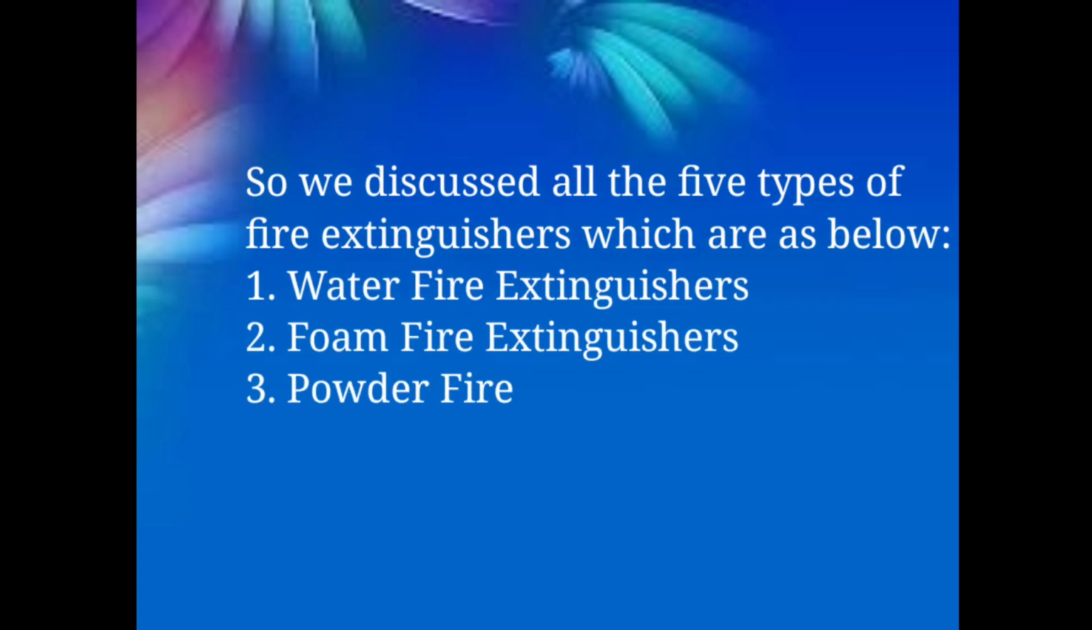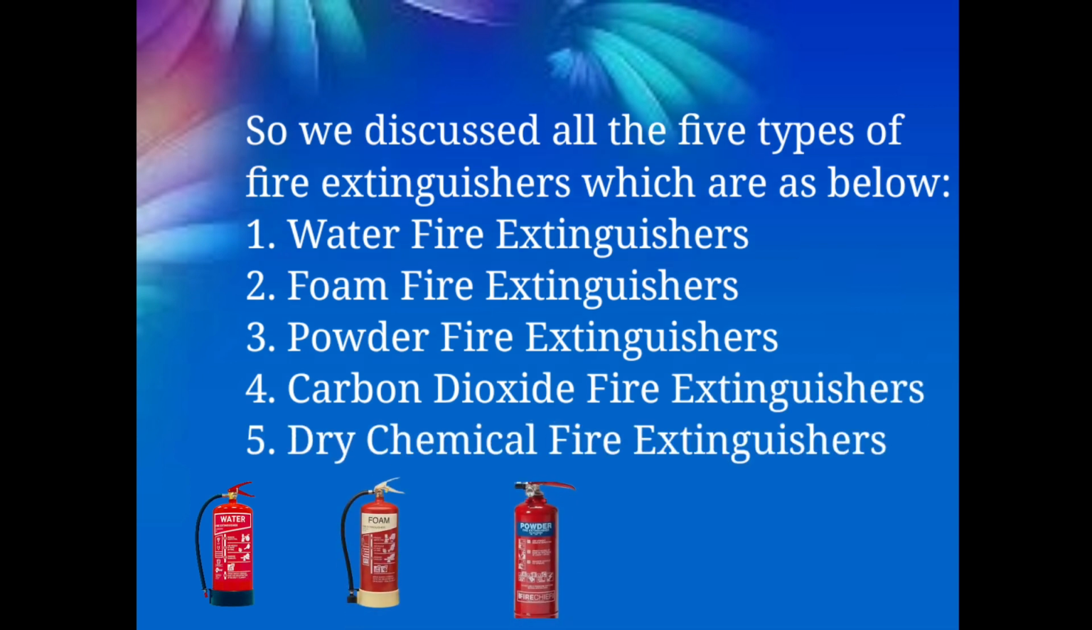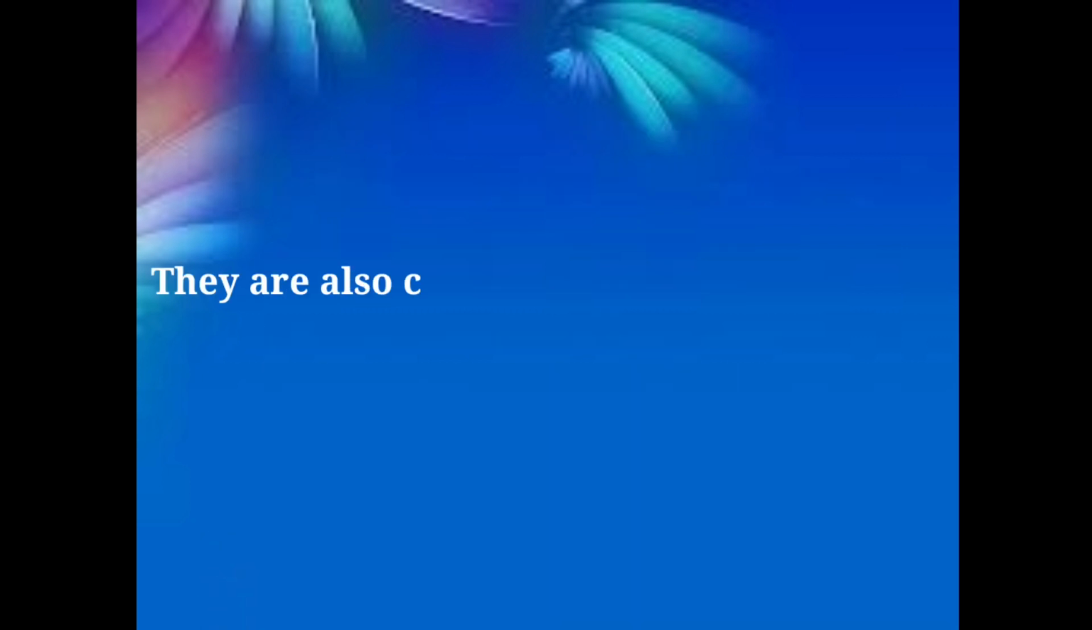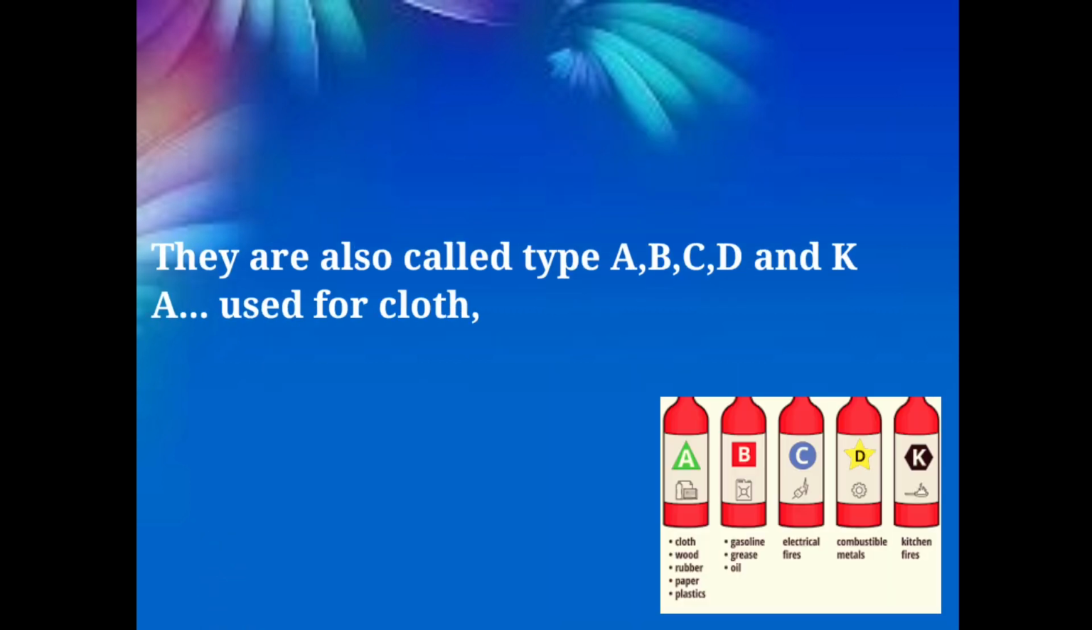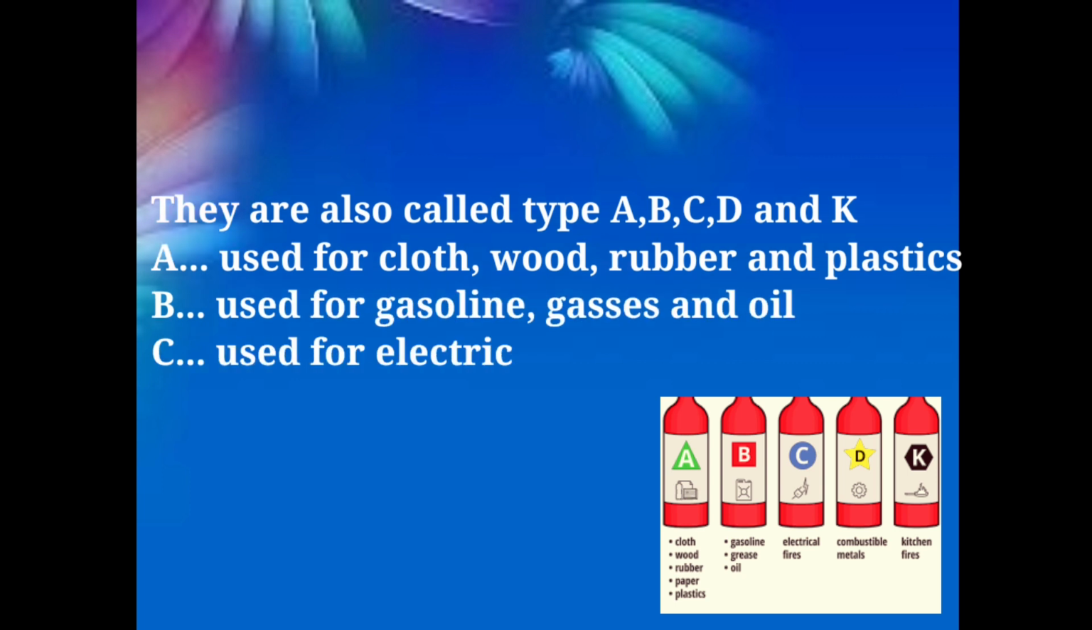So we discussed all the 5 types of fire extinguishers, which are as below. Number 1, water fire extinguisher. 2, foam fire extinguishers. 3, powder fire extinguishers. 4, carbon dioxide fire extinguishers. 5, dry chemical fire extinguishers. They are also called types A, B, C, D and K.